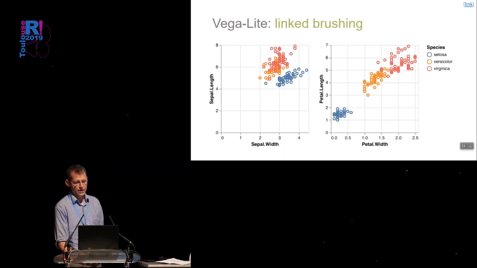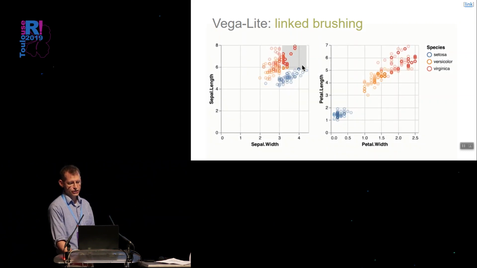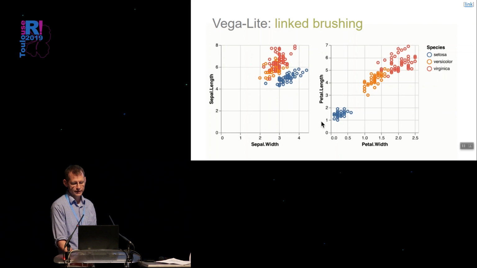So here's what it is. I have a couple of examples. This is linked brushing. This is the famous iris data set where we see on the right, we have petal width by petal length. On the left, we have sepal width by sepal length. We're coloring here by species. But when we compose these together in Vega-Lite and add some selections, we can get linked brushing. So I can make a selection on one side, they're highlighted in the other, and vice versa.